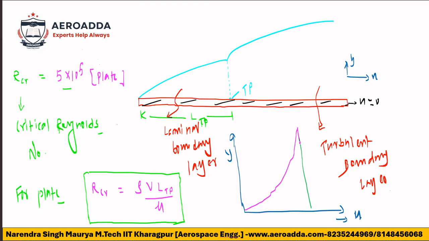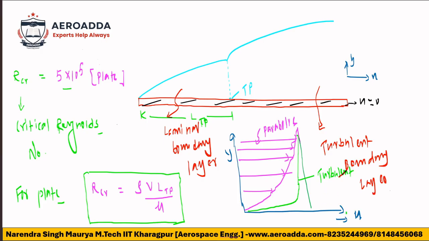This is nothing but like this. Sorry, this will be the laminar, and check the pattern. It is nothing but parabolic. So this is the parabolic shape, and if you see here, this tip, this is the turbulent.